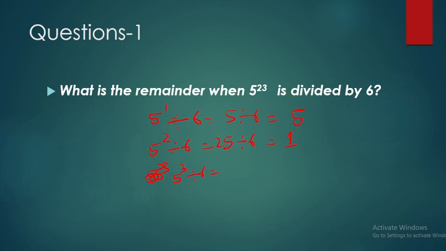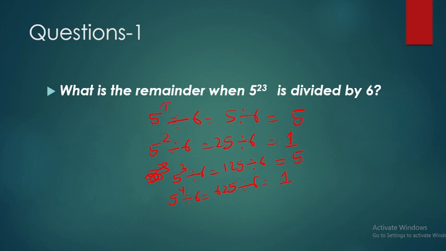You get 5 to the power of 3, which is 125, divided by 6. So you get remainder 5. 5 to the power of 4 divided by 6, you get 625 divided by 6. So you get a remainder of 1. You can divide and check. So now you see a pattern.